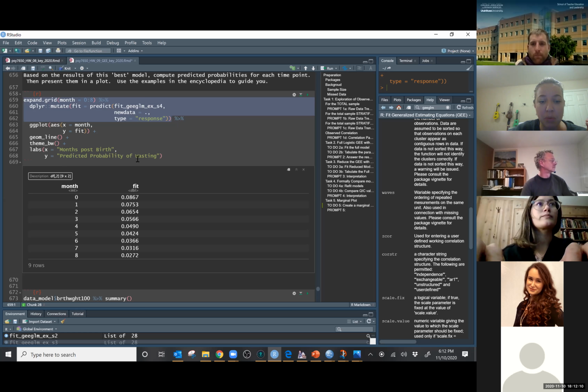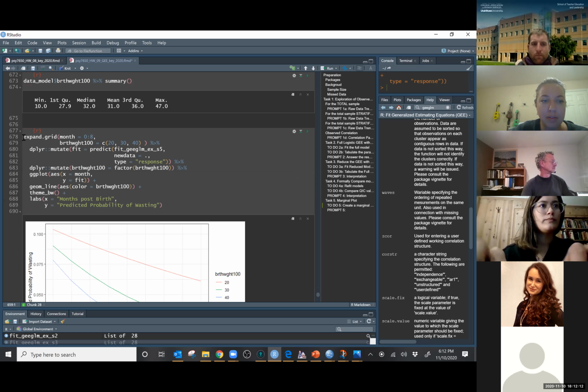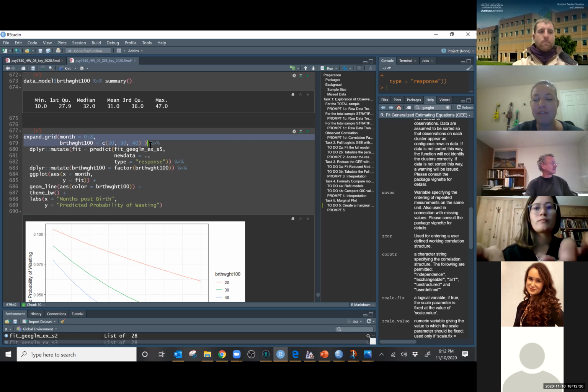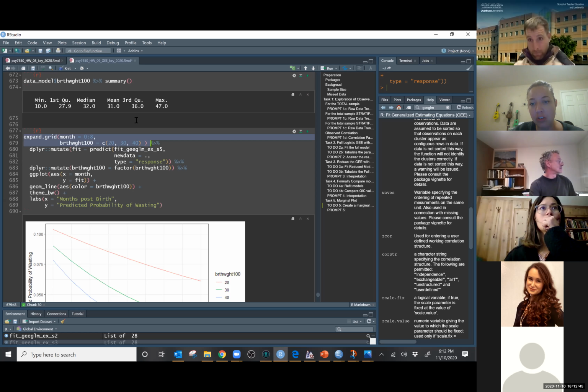Now, if you're doing Joey's with more than one variable, my expand grid has, in addition to having months 0 through 8, I have to choose some values for birth weight. And that's why I did a summary step to see what my birth weights were. And this birth weight 100 variable, the smallest baby was 10, the biggest baby was 47. So I chose some values in the middle range, 20, 30, 40. You can choose different values. These are just illustrative only, as long as they're within the range that you observed.